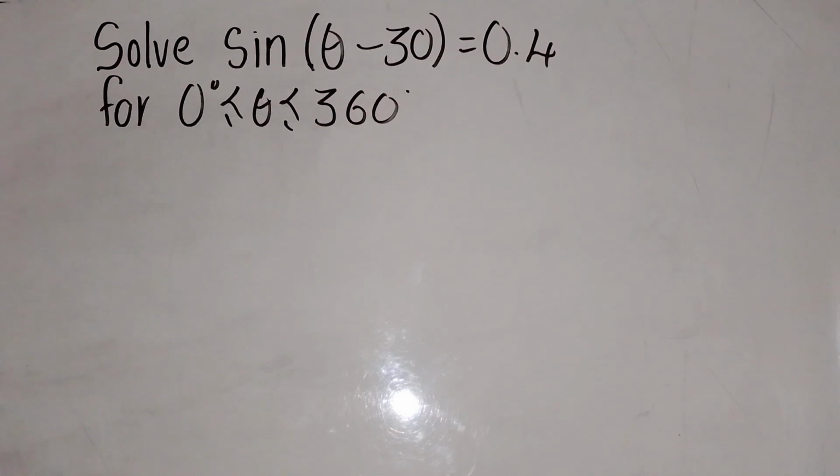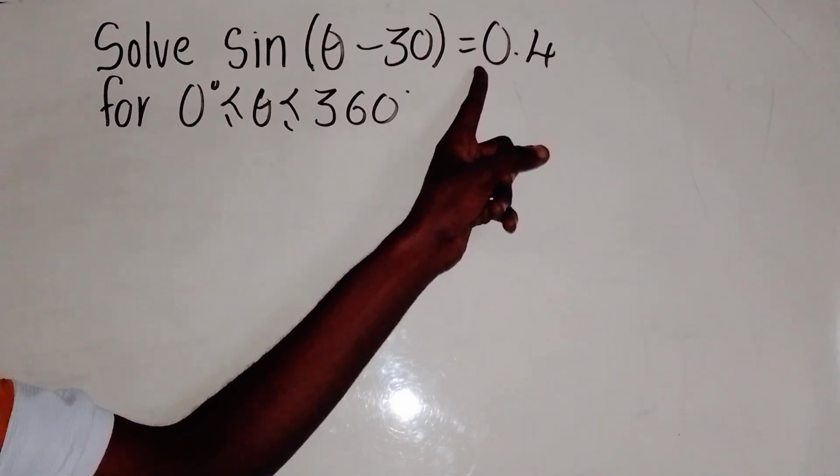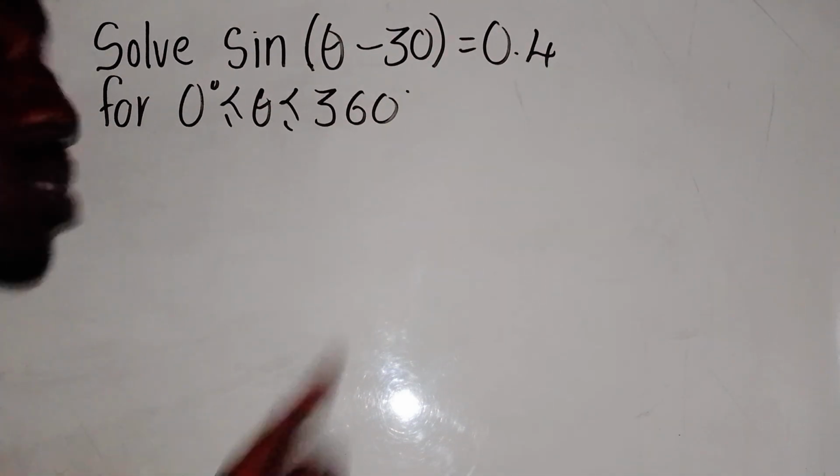Now you need to understand that sine is just a trigonometric ratio which is equal to opposite over hypotenuse. Now if you want to solve this, you must check the last number here. This last number is in a positive state, meaning that you're supposed to check the quadrant where sine is positive.